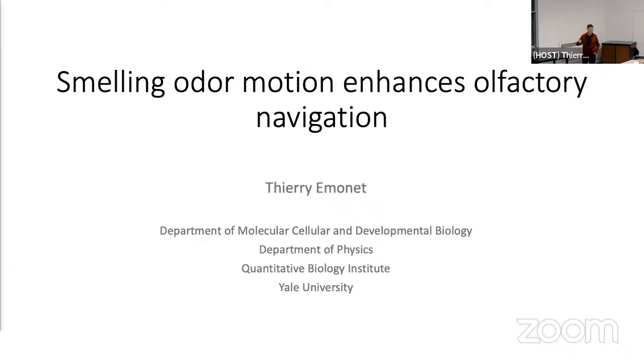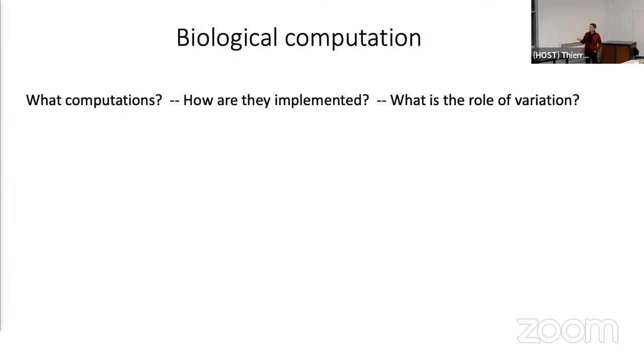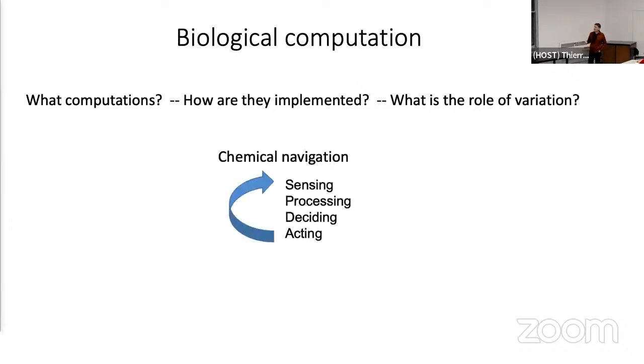I hope it's okay. But so as he was saying before, my lab is interested in biological computation. So what type of computation do biological systems perform? And how do they implement this computation using molecules or cells or circuits of cells, circuits of neurons, etc.? And how then does this shape their performance at carrying out tasks? And as a framework to ask this type of question, we study chemical sensing and navigation.